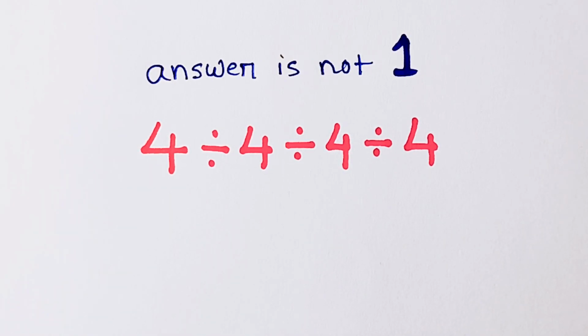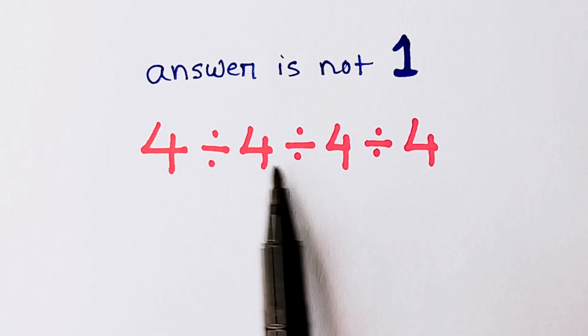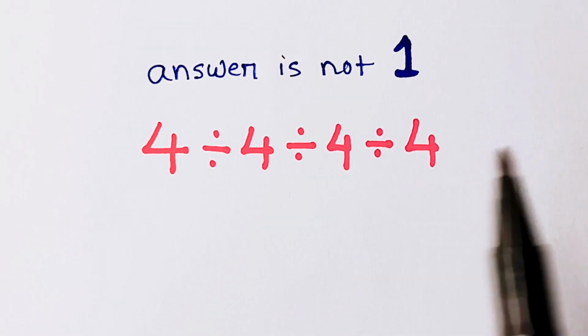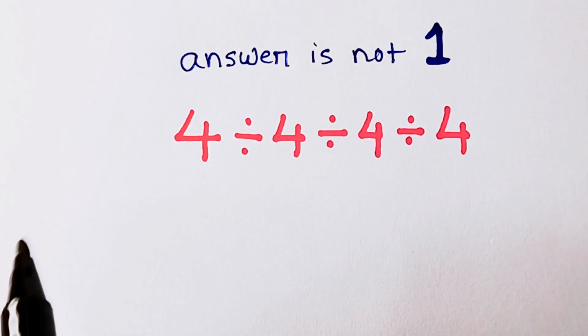Today we are going to solve a very interesting math problem. The problem is 4 divided by 4 divided by 4 divided by 4. Then what is the value of that term? I am going to solve it now.